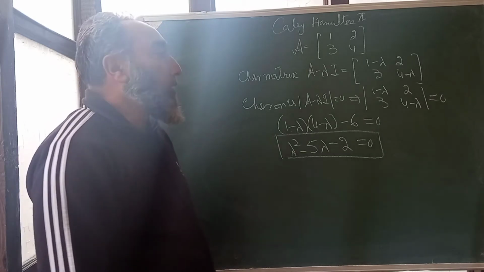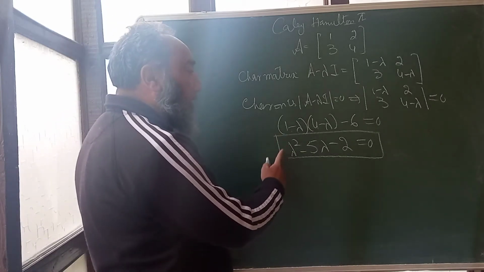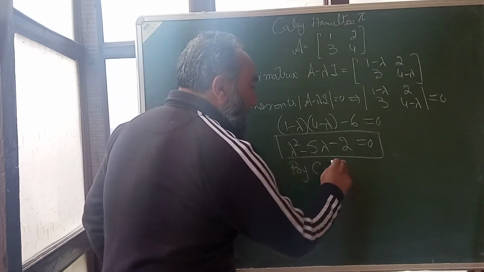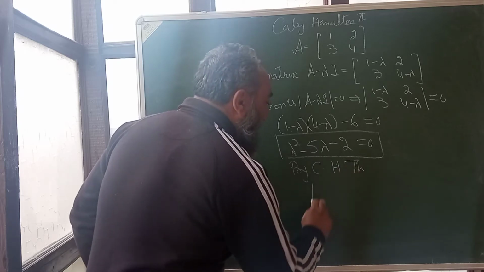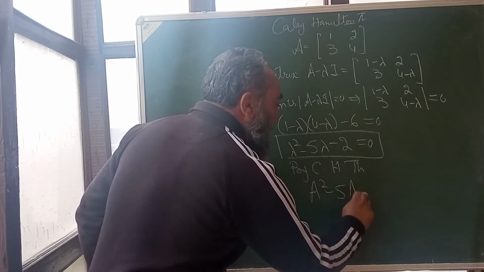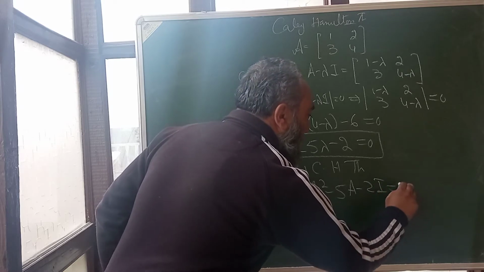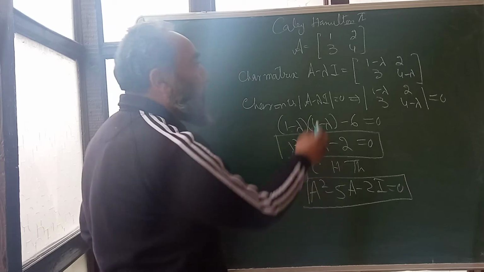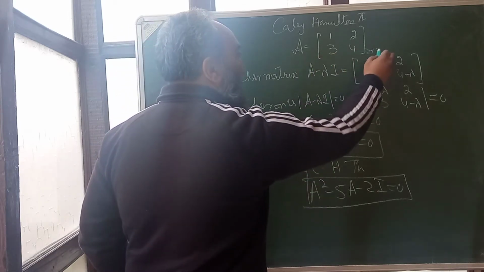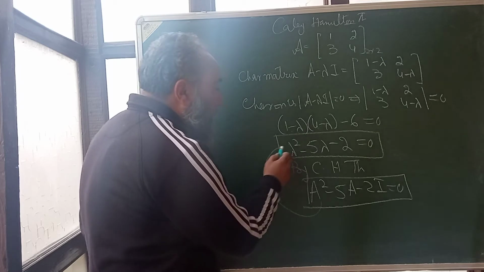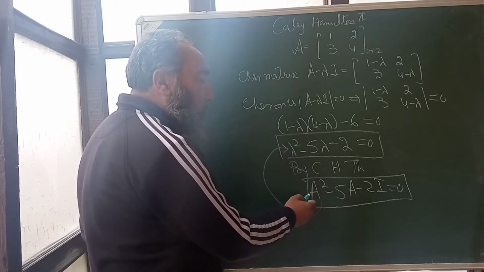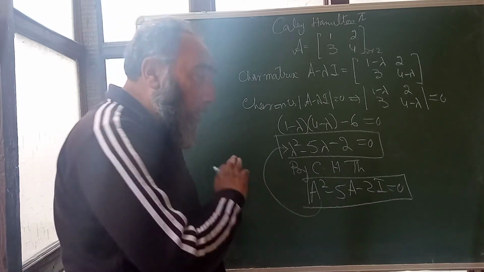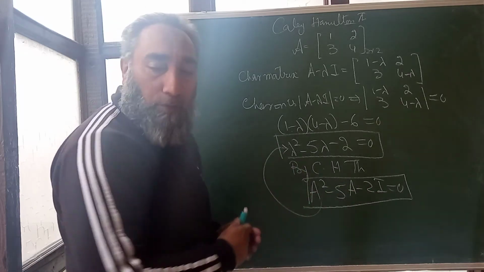Now what is by Cayley-Hamilton theorem? Every square matrix satisfies its characteristic equation. So by Cayley-Hamilton theorem, we should have A square minus 5A minus 2I is equal to 0. This is the definition of Cayley-Hamilton theorem. Every square matrix A, this is a square matrix of order 2, satisfies its characteristic equation. In the stead of lambda, if we put lambda equal to A, this will be 0. Let me verify it. This is always true, but for you, let me verify it.